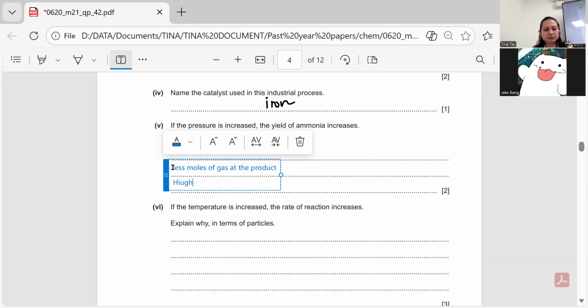High pressure favors the side with fewer moles of gas.